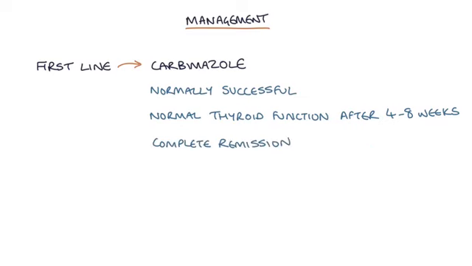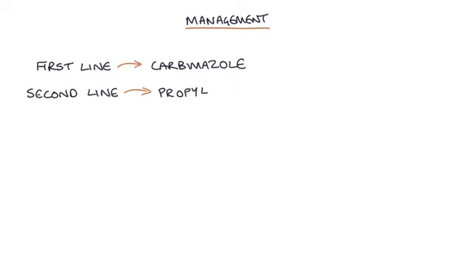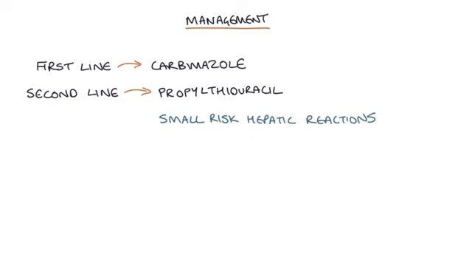Complete remission and the ability to stop the carbimazole is usually achieved after about 18 months of treatment. Second line treatment for hypothyroidism is propylthiouracil, and this is used in a very similar way to carbimazole, but there's a small risk of severe hepatic or liver reactions, and these reactions can be severe enough to cause death, which is why carbimazole is the preferred option.